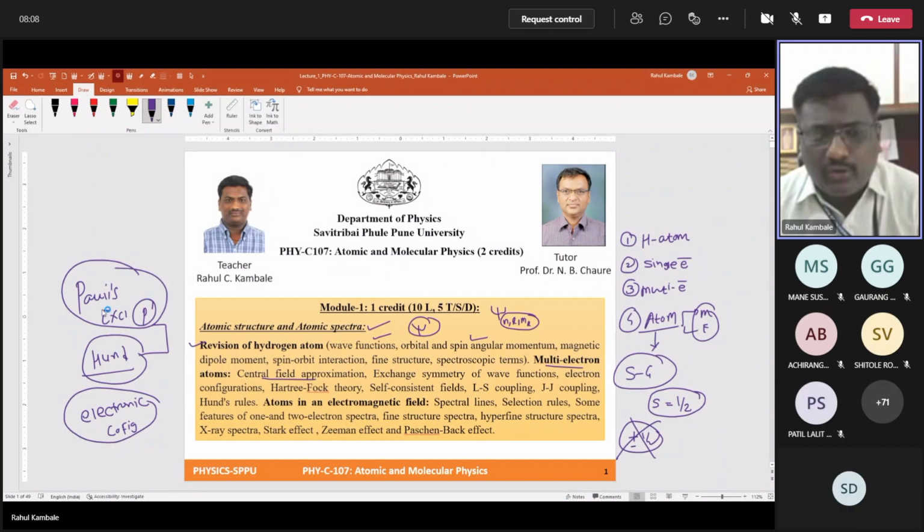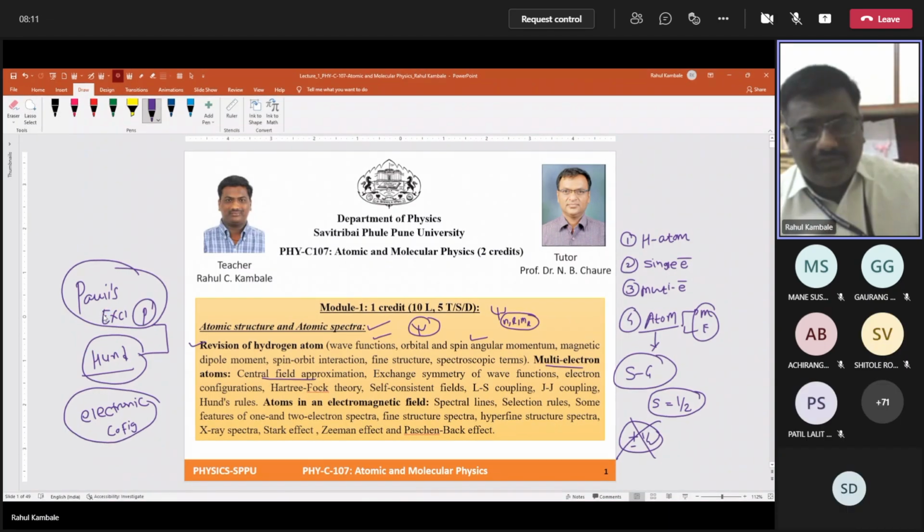And how to put the electrons in different shells, you have learned at school level also: K, L, M, N. These are the different atomic shells, and we know S, P, D, F. So that basic I will also cover. If you don't know, don't worry. I will go in a very conceptual way, and definitely we will discuss in detail.